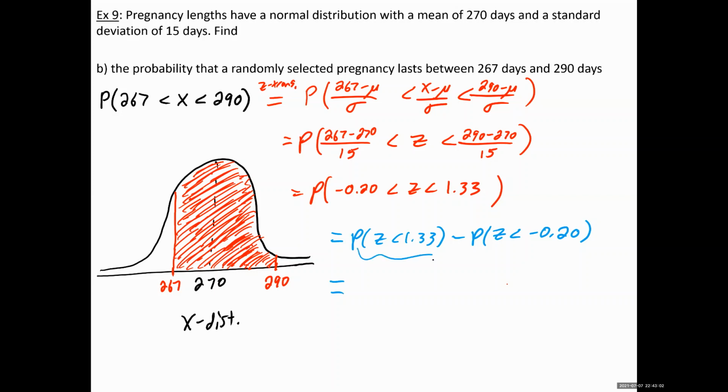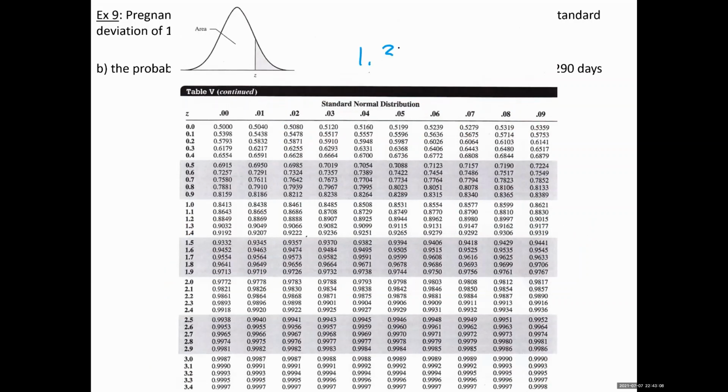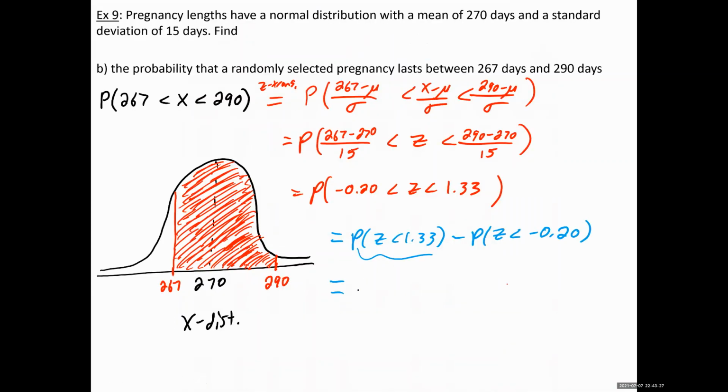Let's start with this one, z less than 1.33. It's a positive number, so use the positive z side of the z table, 1.33. You look for 1.3 here, and the last digit 3 here. And you go like this, and you go like this. And it looks like we get 0.9082 for that. So that's this number here.